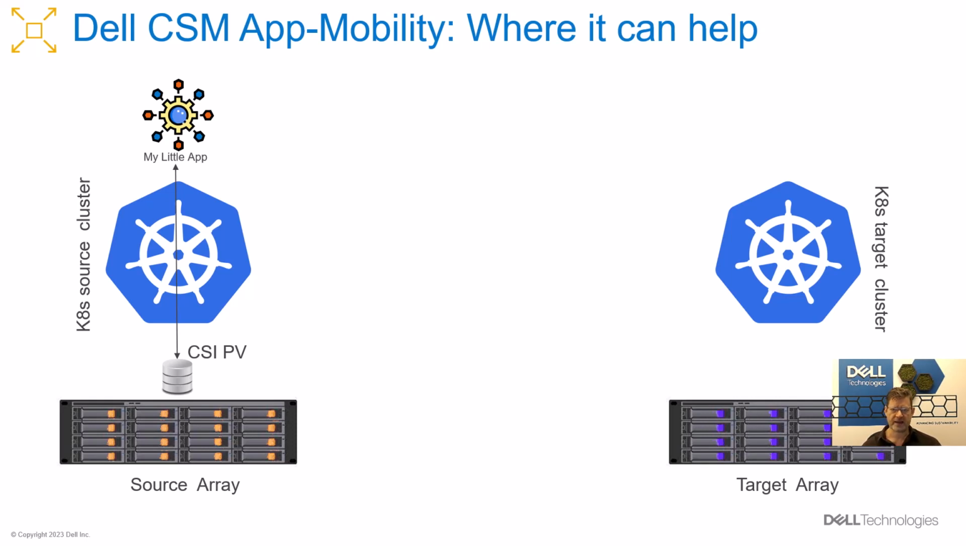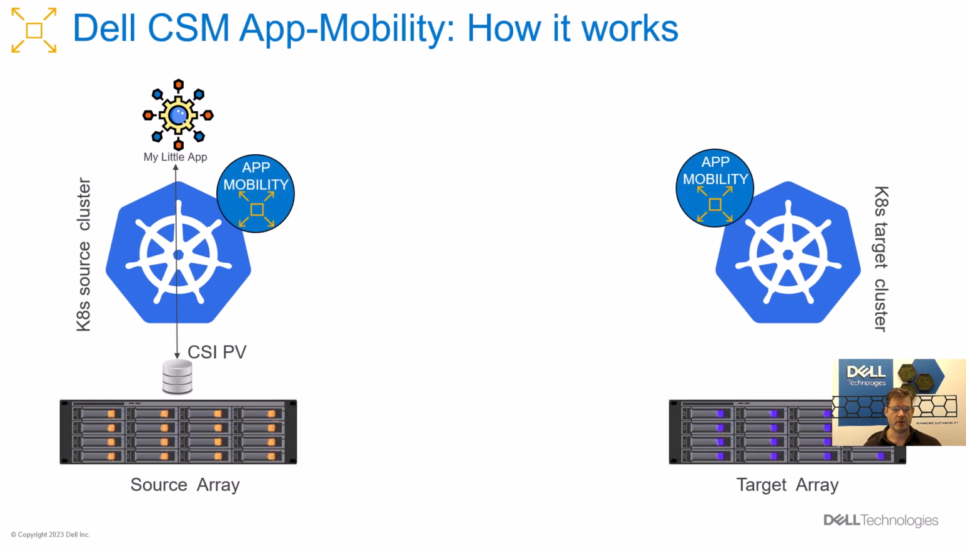In order to do that, we first install App Mobility on both source and destination clusters. We need an S3 bucket for temporary storage in between, and then we can actually tell App Mobility in one single command to move the application, or clone the application rather, from the source to the destination cluster.